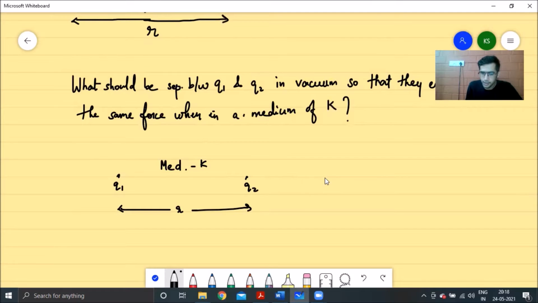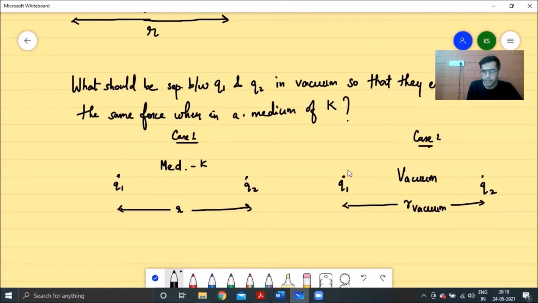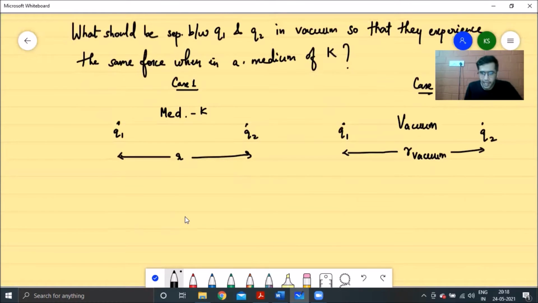So now what we are trying to answer over here is, what should be the separation between these two charges in vacuum, so that the force acting in this case is equivalent to the force acting in this case? So what should be the separation between them in vacuum? Let's give that a name, R vacuum, so that the force acting between these two charges in vacuum would be equivalent to the force acting between these two charges in this medium of dielectric constant K, right? So let's find out what this R vacuum value should be equal to.